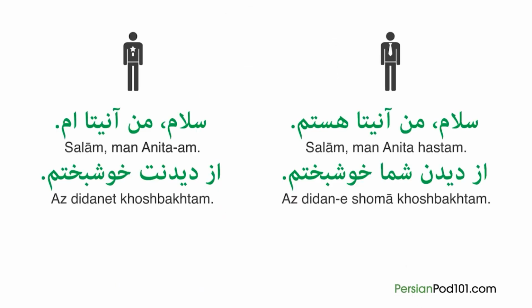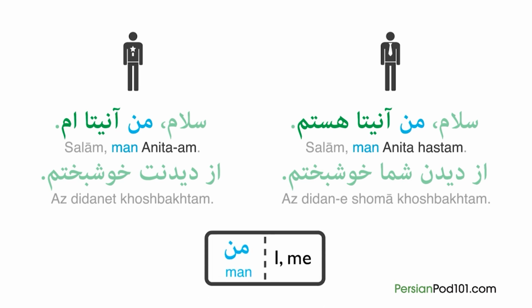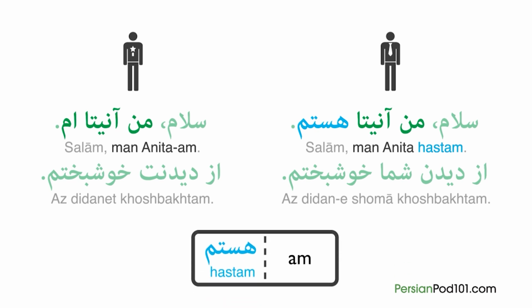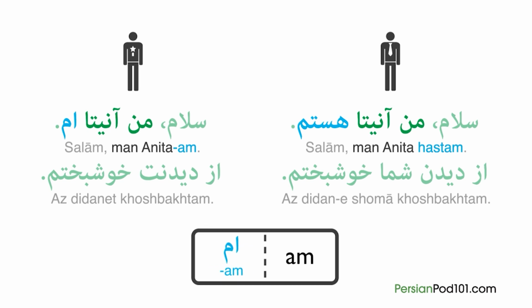The informal man Anita am has turned into man Anita hastam. In both cases, man stands for I or me. Hastam means am, and it's added to the end of the formal introduction instead of just am. Am is actually just the short version of hastam, which is the to be verb conjugated for the first person.